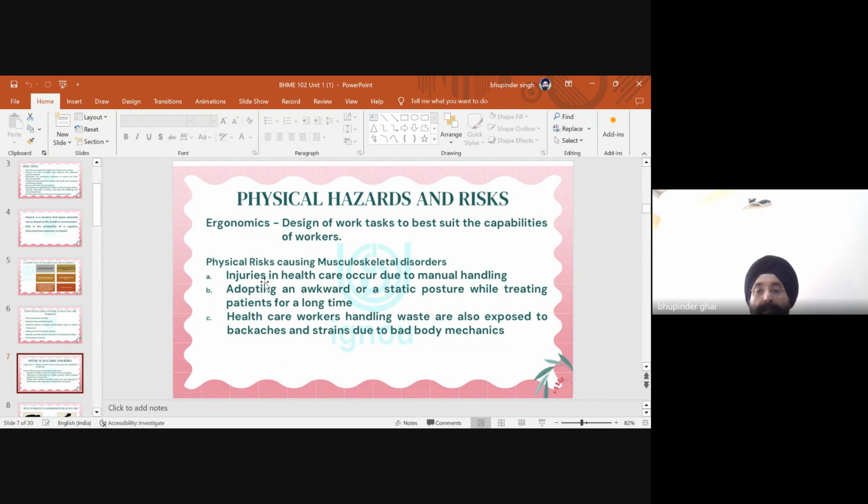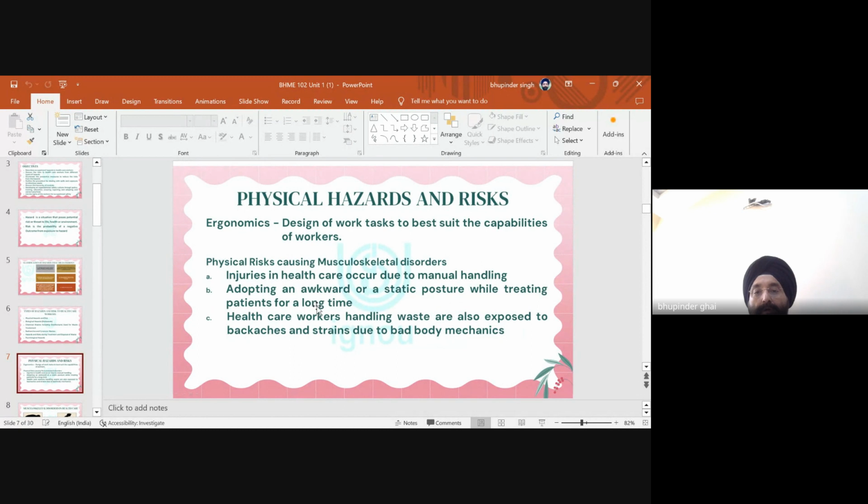The injury to healthcare workers occurs due to manual handling. So at the healthcare facilities, most of the patient shifting from one place to another is done by manual handling. Shifting the patient from ward to operation theater, from ward to lab, is done manually.